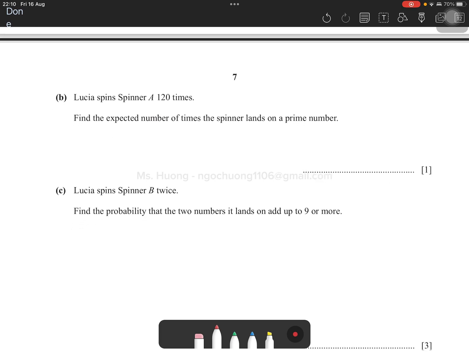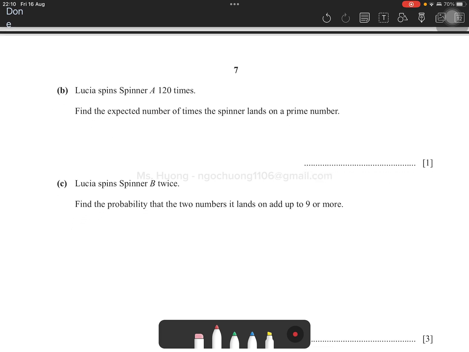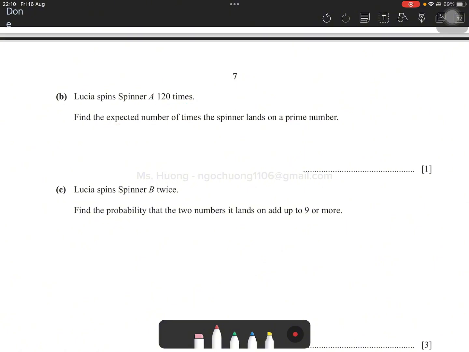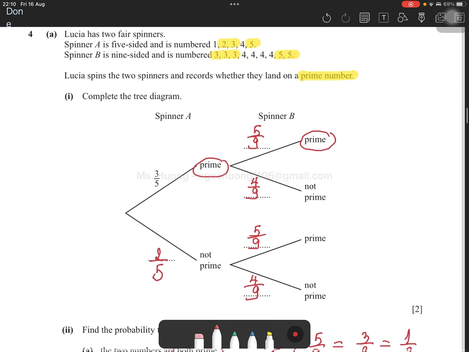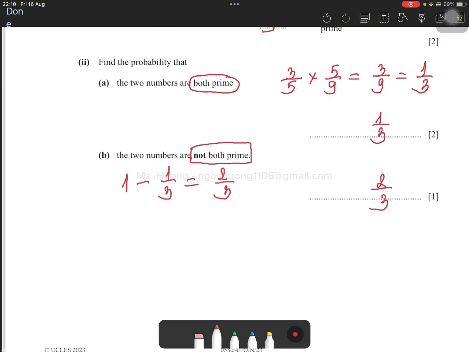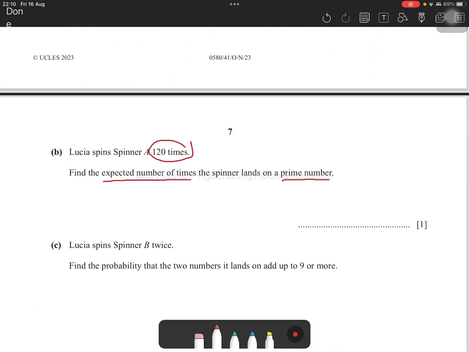B. Lucia spins spinner A 120 times. Find the expected number of times the spinner lands on a prime number. In question A, you see that the probability of a prime number for spinner A is 3/5. And if you spin it 120 times, then it is 3/5 multiplied by 120. So the answer is 72 times.